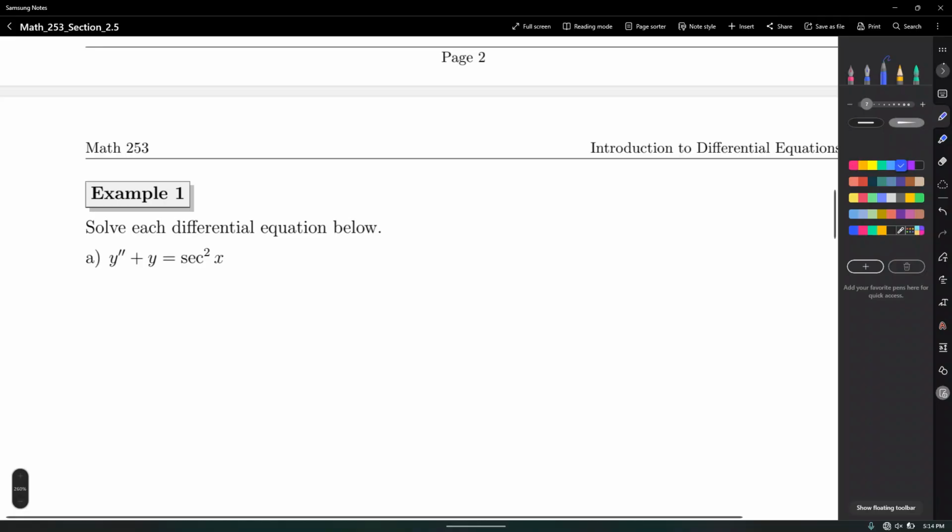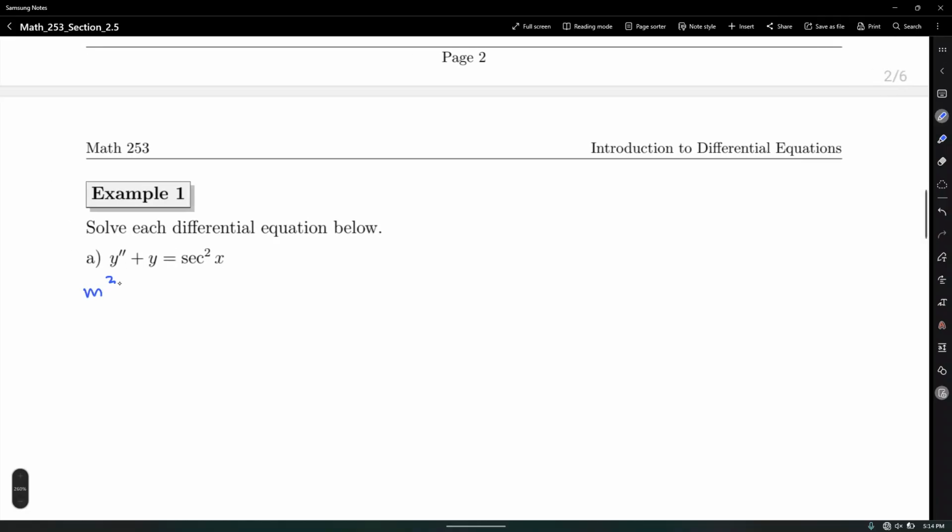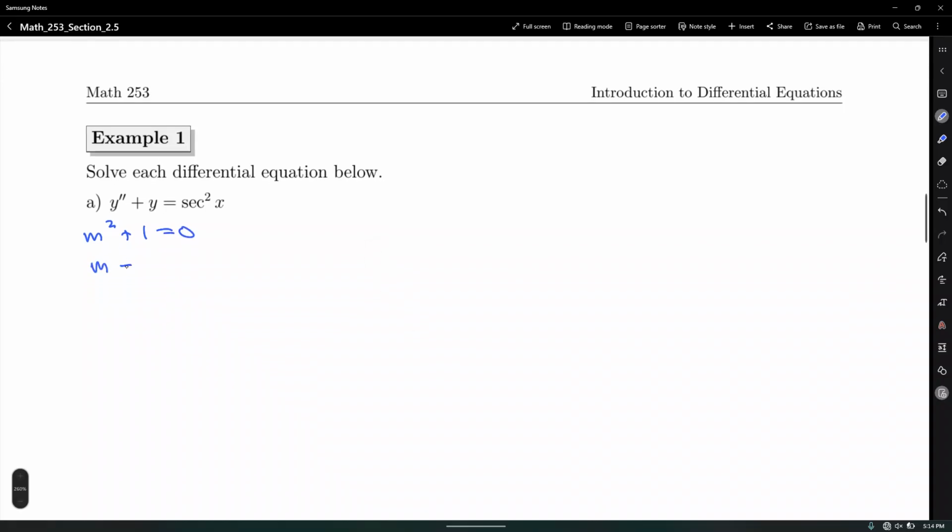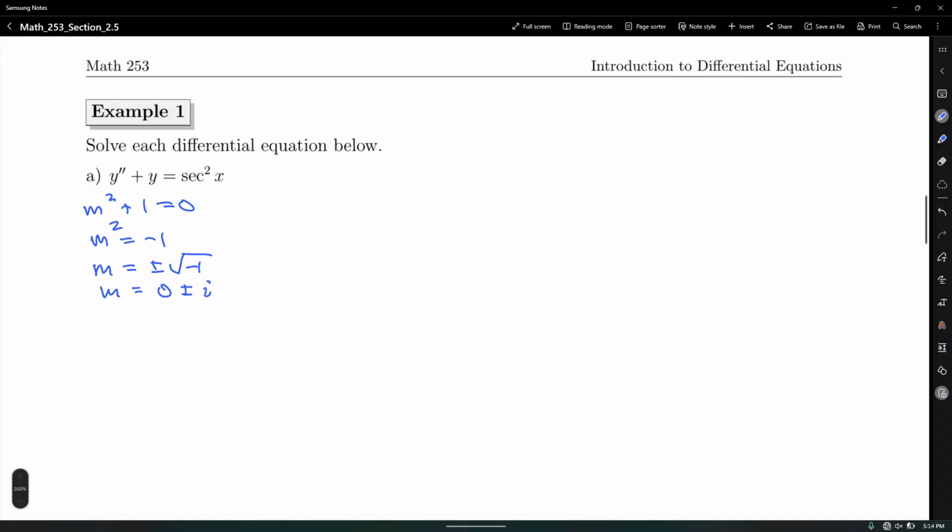First of all, let's consider the characteristic equation m squared plus 1 equals 0. That is m squared equals negative 1, and m equals plus or minus the square root of negative 1, which is plus or minus i. Or if you will, 0 plus or minus i. That's because in this case, alpha equals 0 and beta equals 1. Be careful, it's not i. Beta is the number that multiplies the imaginary unit. In this case, it's an invisible one.